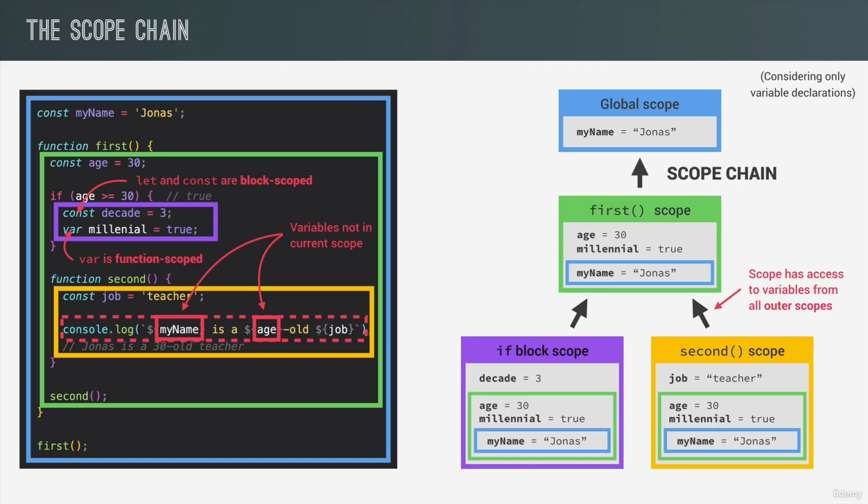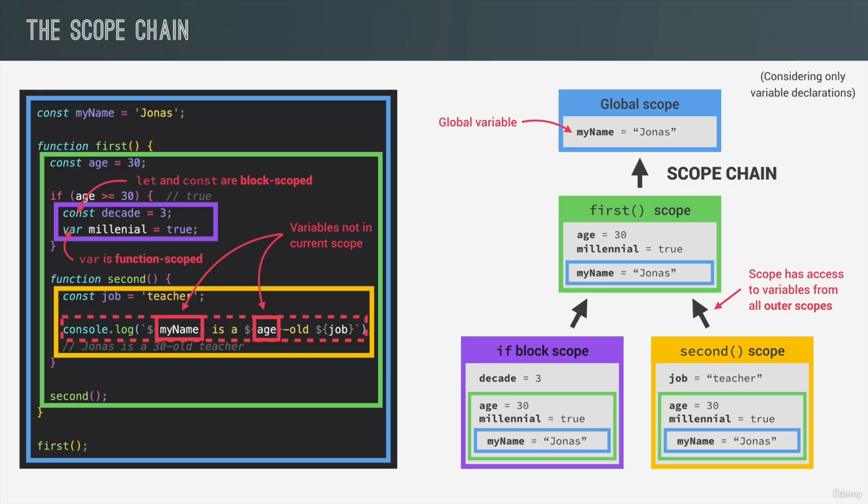That's why I said in the last slide that variables in the global scope are accessible from everywhere. They are, because they are always at the top of the scope chain. In fact, we call variables in the global scope global variables. Very creative, right? But we actually use this term a lot in JavaScript.